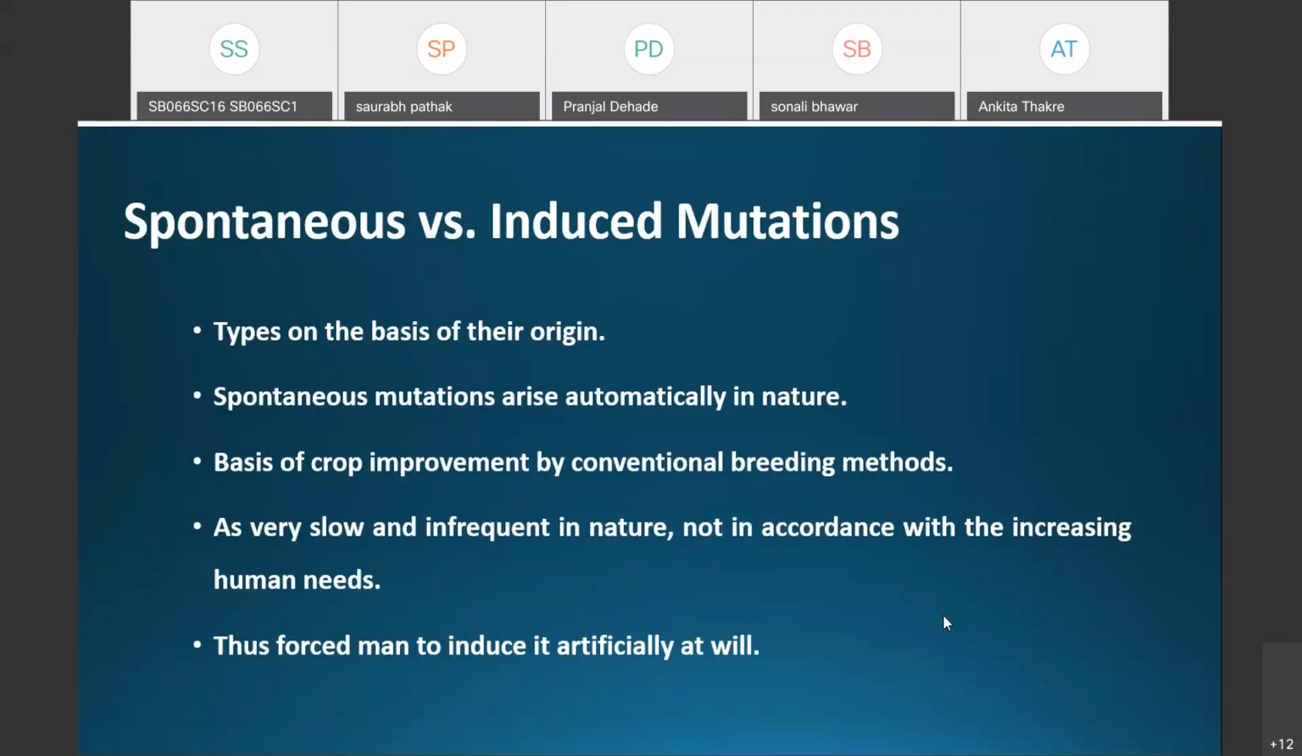Spontaneous mutations arise automatically in nature when organisms are subjected to different mutagenic agents like electric current, atomic rays, injuries due to certain types of diseases, insect attacks, and temperature. These types of mutations are called spontaneous mutations, which arise automatically in nature.